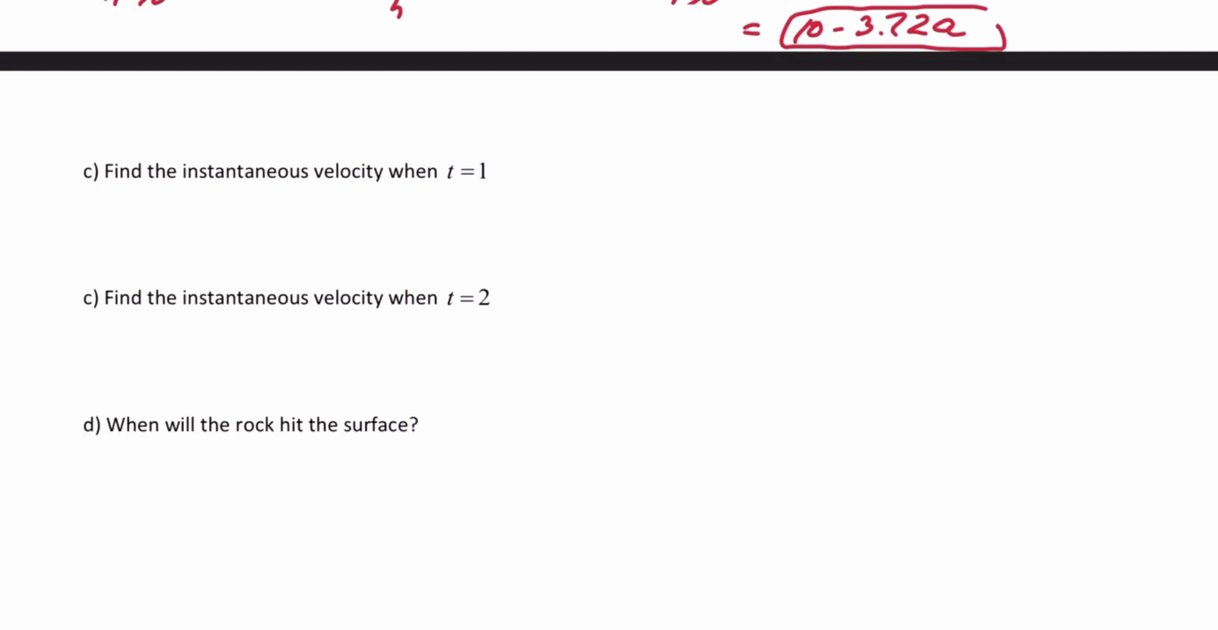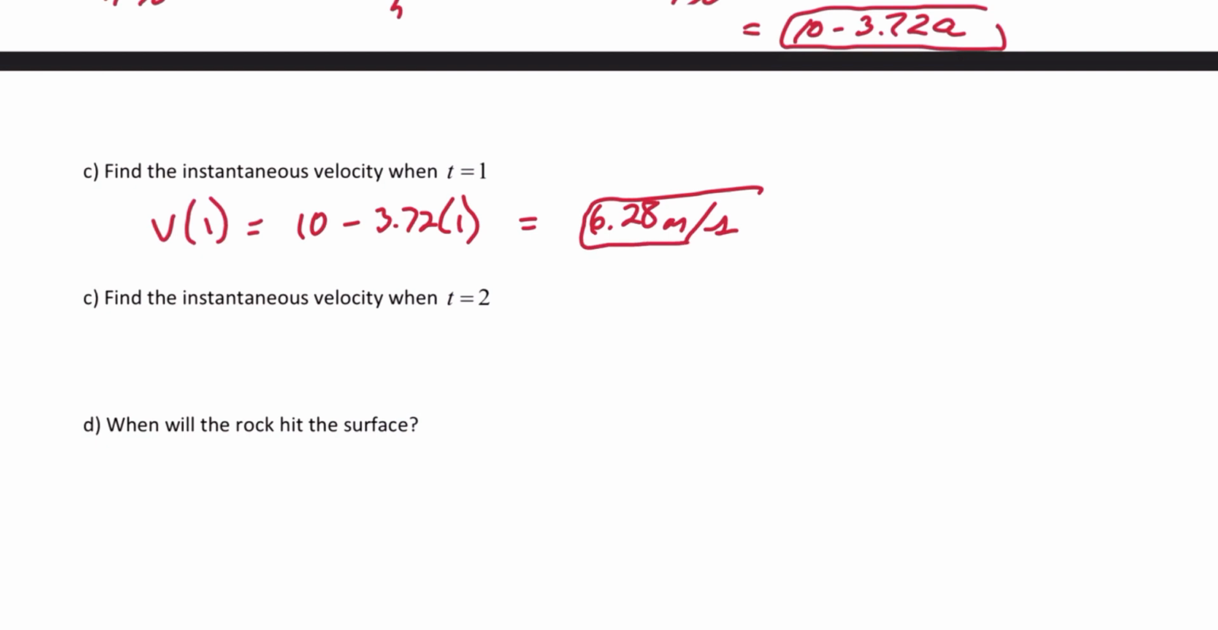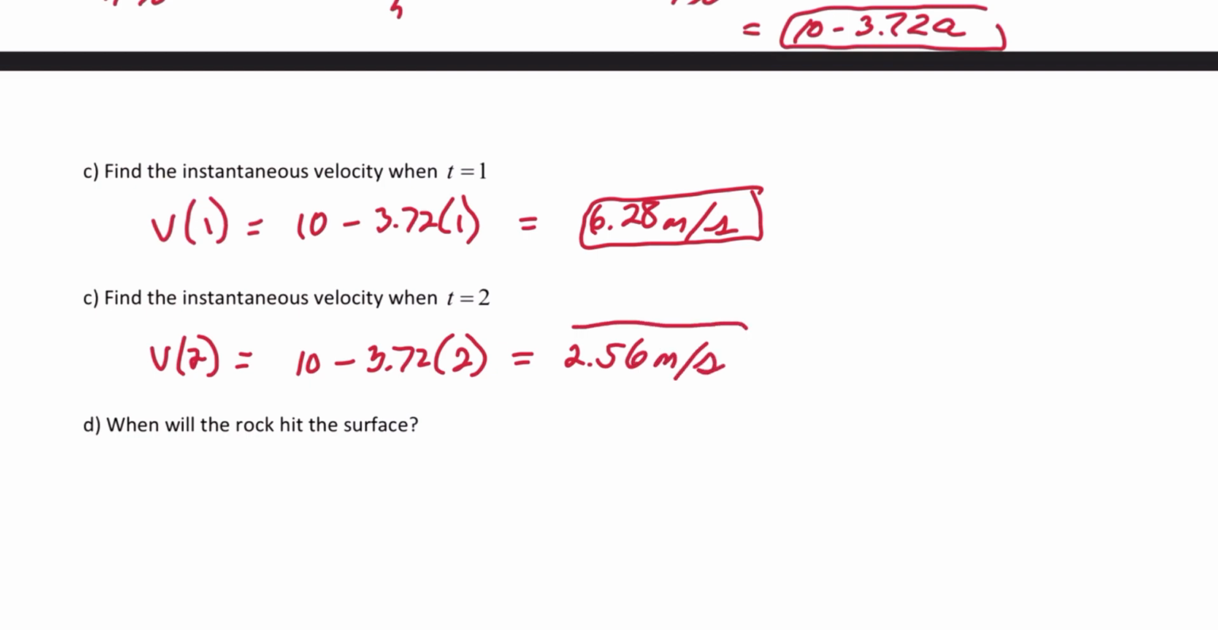Instantaneous velocity at time equals 1 second. Since we have a generic formula, we just need to plug in 1. 10 minus 3.72 times 1 will give us 6.28 meters per second. Velocity at time 2. Again, we'll just plug in 2 for our time of a. This will give us 2.56 meters per second.